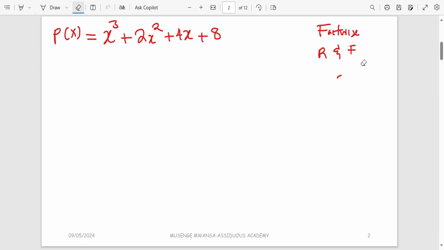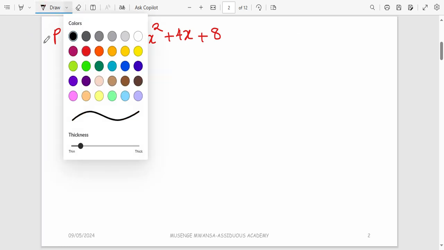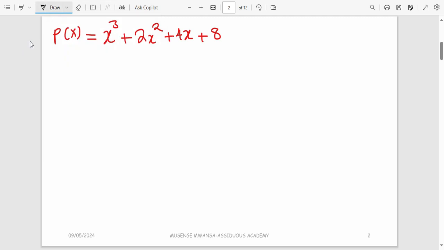So let's start with the basics. For a polynomial that you have been given on top here, we should know how to factorize it. The easiest way of factorizing a polynomial is to use the synthetic method. So how do you carry out the synthetic method? First, let me talk about the remainder theorem. It will be easy to connect with factorization.